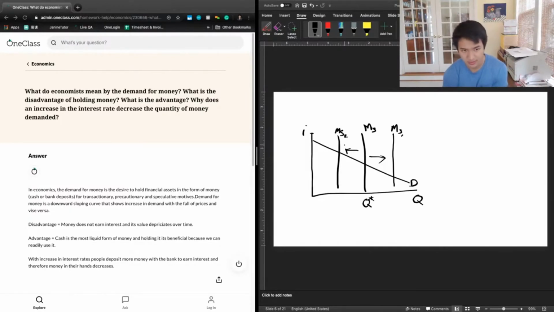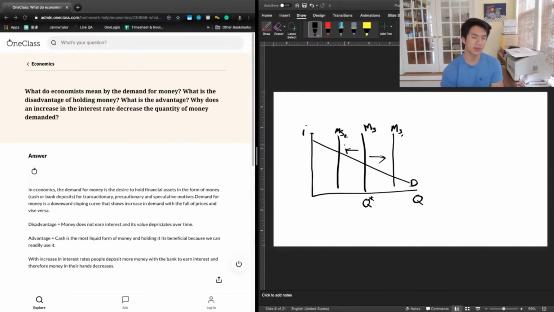What do economists mean by demand for money? They mean the demand by investors for, or demand by people to hold cash or demand deposits for either investment purposes or consumption purposes. So the next question says, what is the disadvantage of holding money?